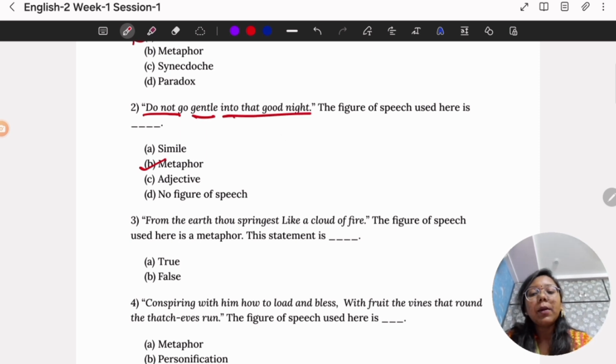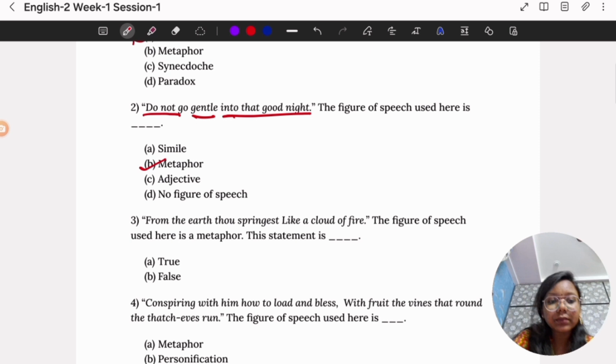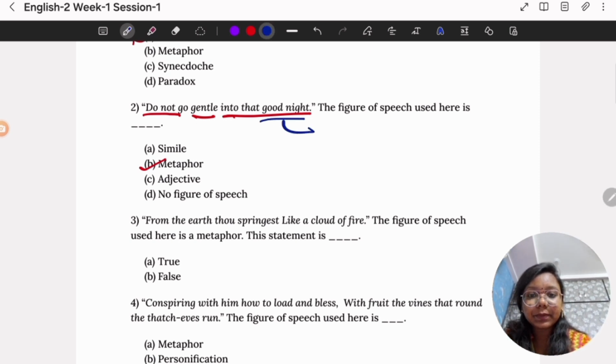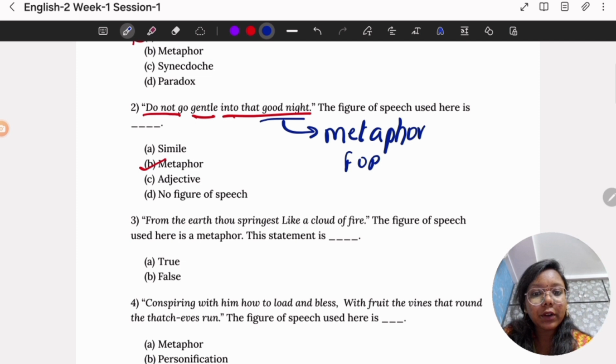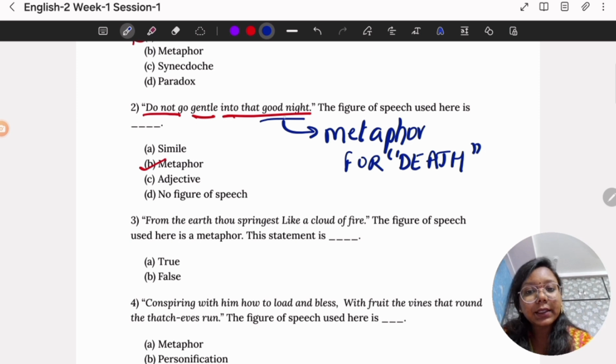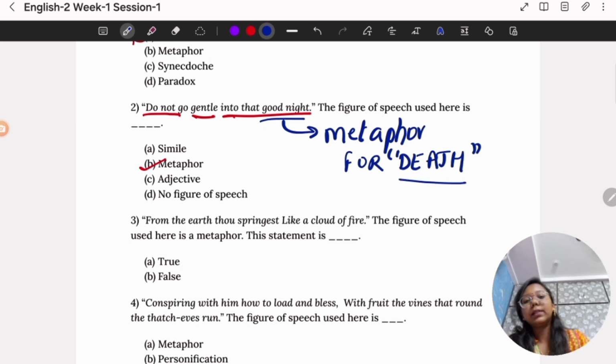So what is metaphor? It's using a word or phrase in place of another one. As I already told you, it's just saying this is that. So here he used good night as a metaphor for death. He used good night in the place of death. He's saying, do not give up on death so easily. Though it's inevitable, do not give up. So that's how it's a metaphor. Hope you have understood.